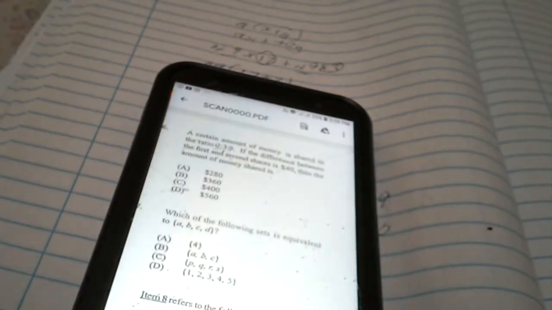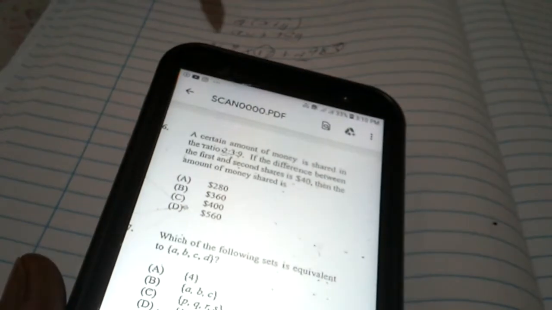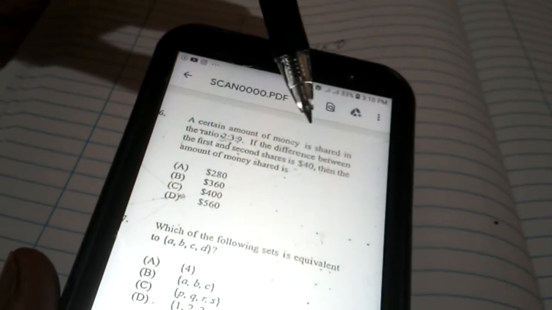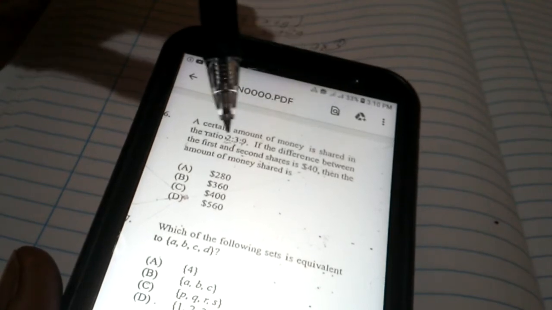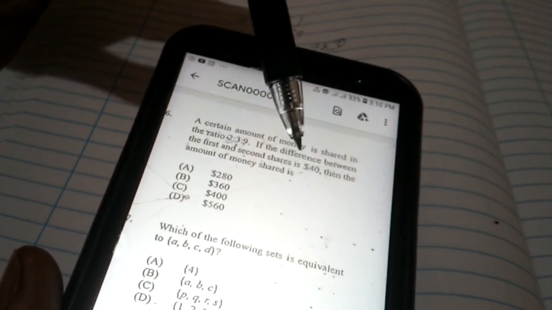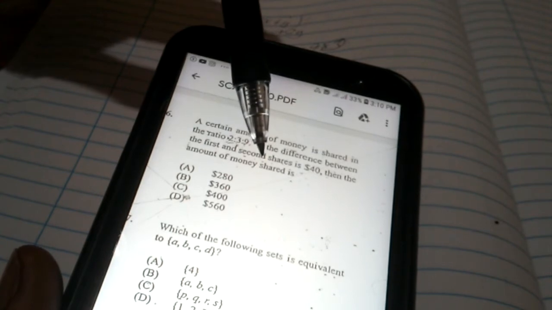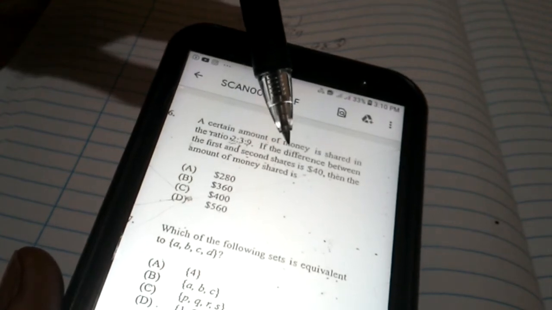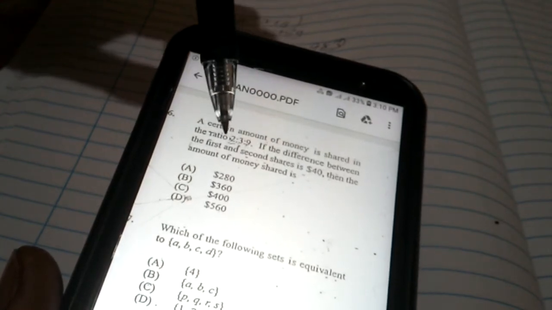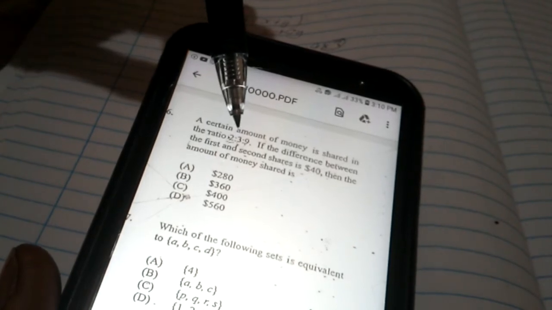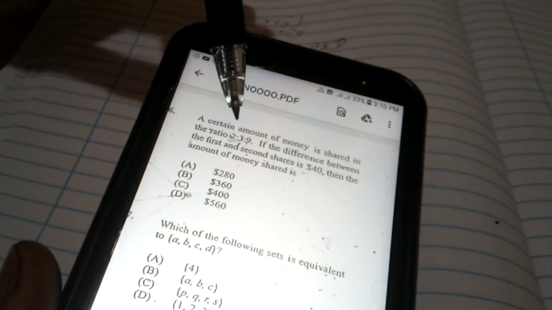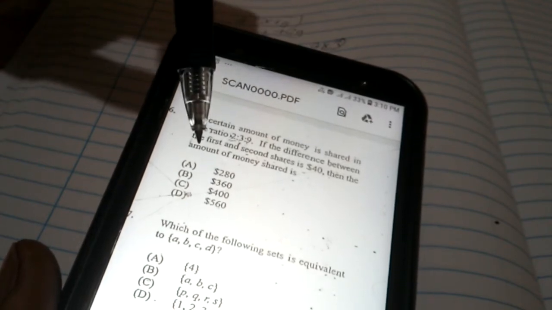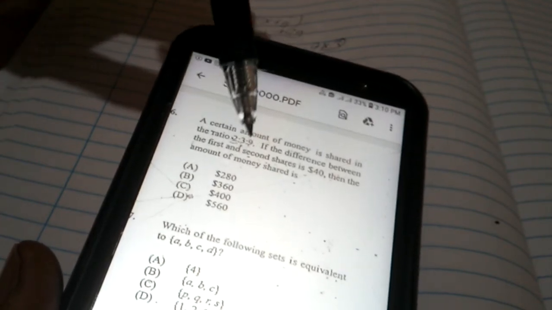Alright, so let's take a look at number 6. It says here, a certain amount of money is shared in the ratio 2 to 3 to 9. If the difference between the first and the second share is $40, then the amount of money shared is what? So the key phrase here is the difference between the first and the second share. The first share is 2, the second share is 3, and between 2 and 3 you have 1. And at the end of the question, it asks us to find the amount of money shared in total. So how would we work this out?